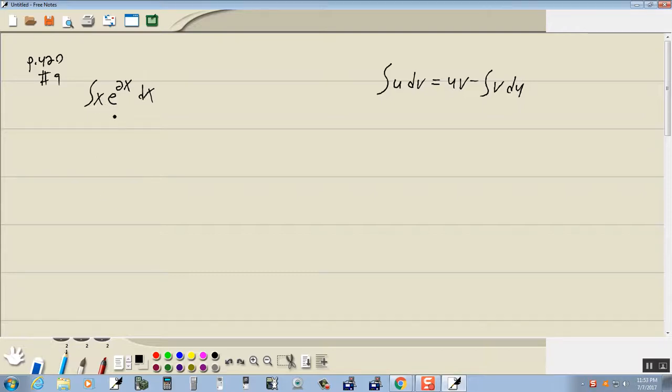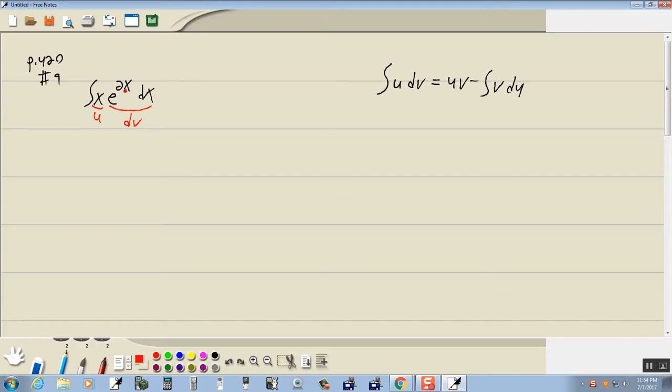Okay, let's take a look at this. Now, part of the issue here is to figure out what u and dv should be. Typically, you want u to be the part that, when you take the derivative of it, will cause it to disappear eventually. So here I'm going to say this is u, and this part I'll say is dv.